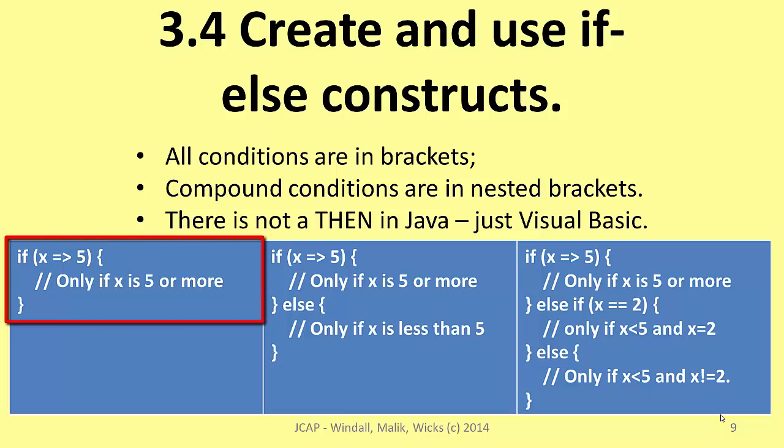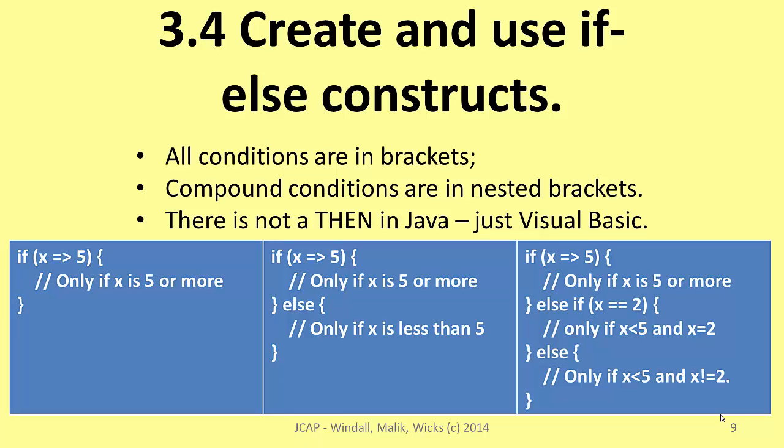On the left-hand column, we've got if x is equal to or greater than 5, and then some curly brackets. Whatever is in those curly brackets will only be performed if x is 5 or more. If x isn't 5 or more, if x were 3, nothing would happen at all. We just continue with the command after that final curly bracket.